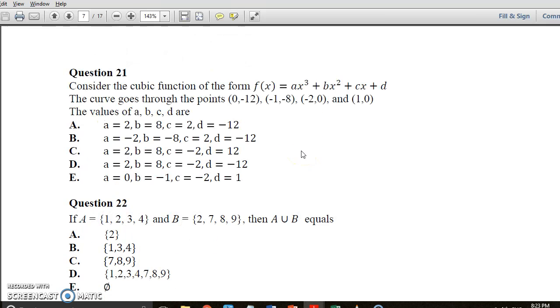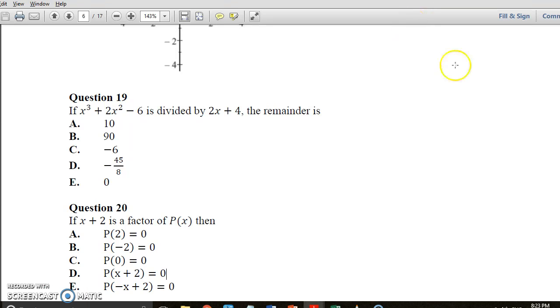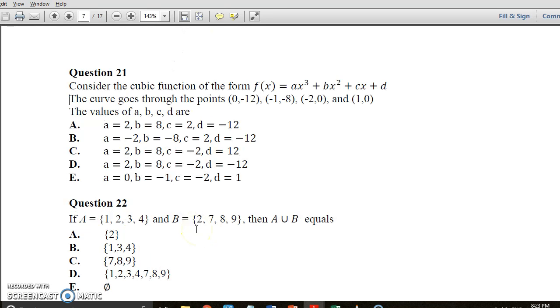If x plus 2 is a factor of p of x, then, so we end up with this, so if x plus 2 is a factor of some polynomial, then p of 2 equals 0. That's just what we know. Oh, sorry, no, p of negative 2, because whatever we've got here, positive, should be negative. I think that's about it for now.